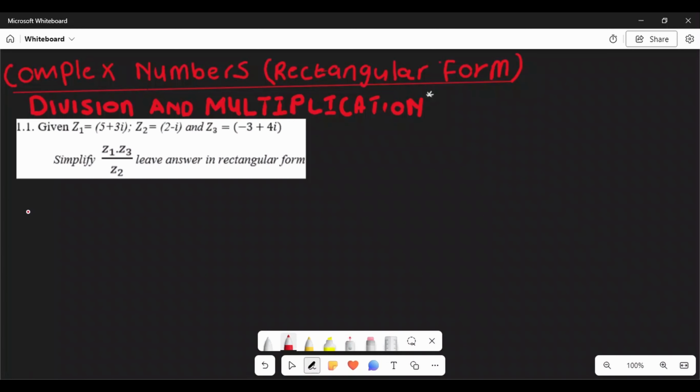Today in this video we'll be doing the following problem that you see here. This problem contains the division and the multiplication of complex numbers in rectangular form. Before I start solving this problem, how about you pause this video, try to solve it, and let's see if your answer is going to be the same as the one that I'm going to get at the end of this video.